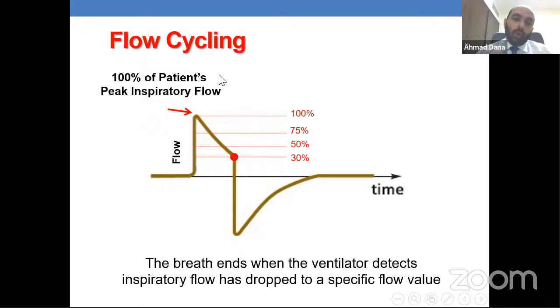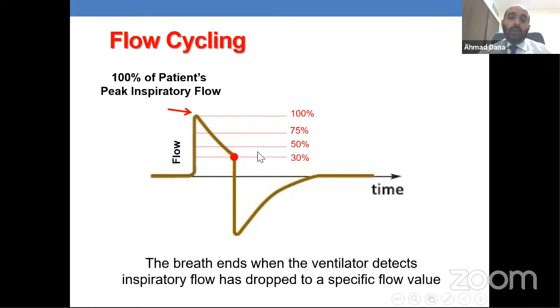Now, flow cycling is somehow determined by the patient. What does it mean, determined by the baby? It depends mainly on the interaction between the ventilator and the lungs, and on the pathophysiology of the disease itself. But here again, you set it at certain levels.